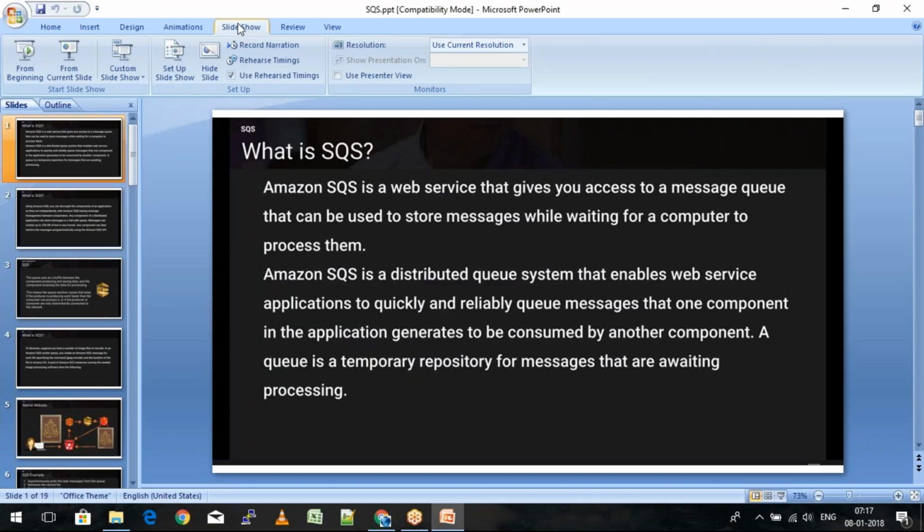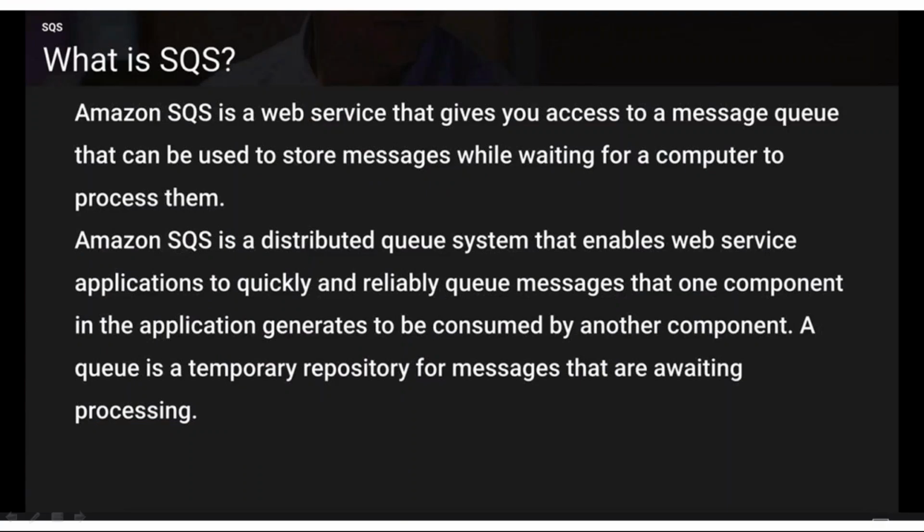So what is SQS? Now SQS, as the name itself says, is a Simple Queue Service. The name queue that comes in between helps us know that it is a kind of queue where messages can be stored temporarily. Amazon SQS is a web service that gives you access to a message queue that can be used to store messages while waiting for the computer to process them. Amazon SQS is a distributed queue system that enables web services applications to quickly and reliably queue messages that one component in the application generates to be consumed by another component.